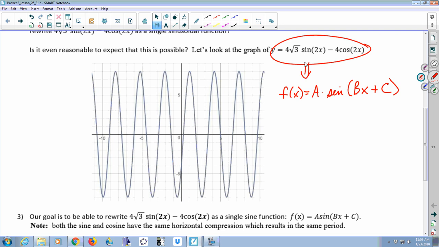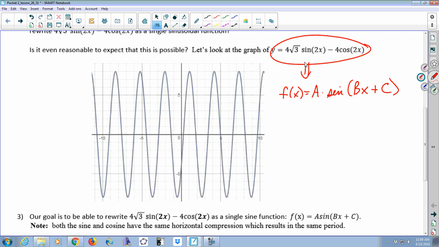Can anybody find one of those, A, B, or C, from looking at that expression? It's like we can play I Spy here. B equals 2. Notice the only reason we can do this is both of these functions have the same period. 2 pi divided by 2 is pi, and 2 pi divided by 2 is pi.